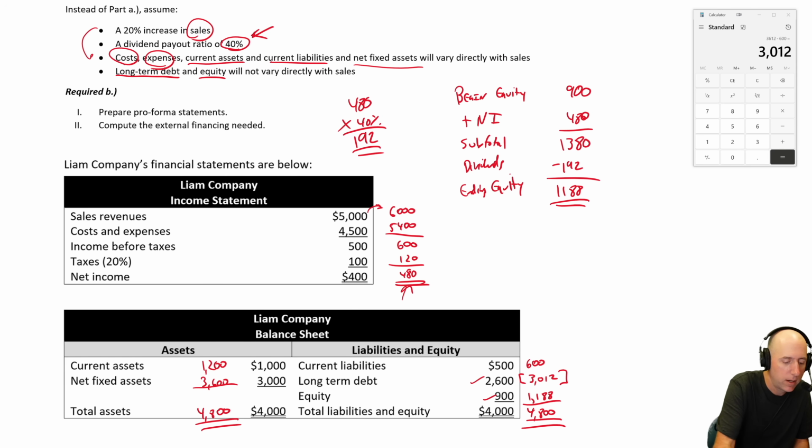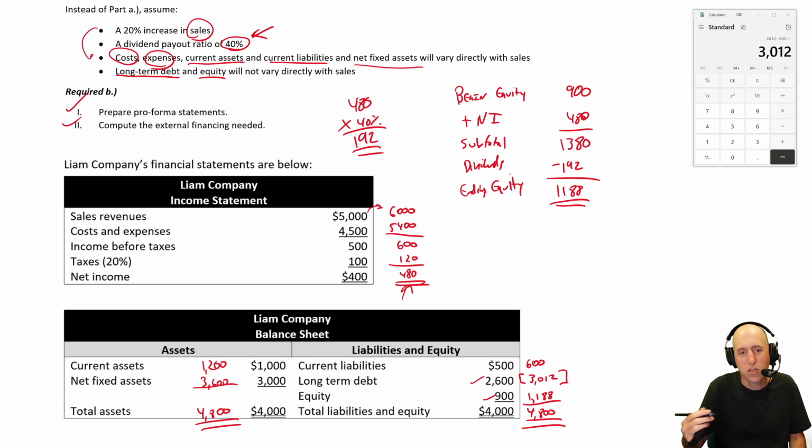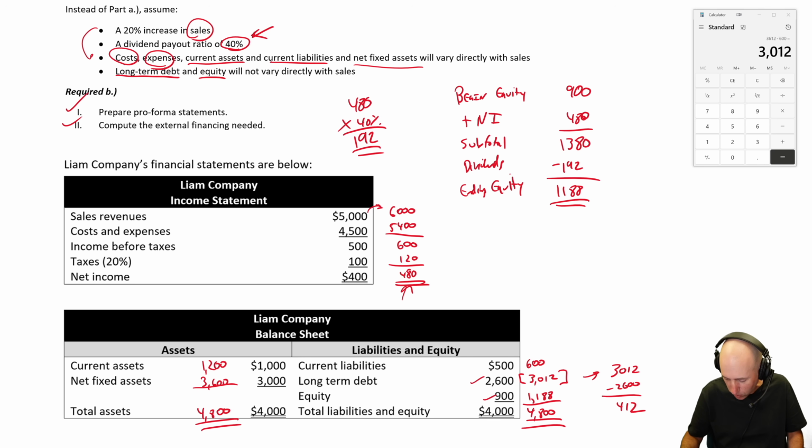So prepare pro forma statements, done. Compute external financing needed. That's just saying, how much new debt do we need? Well, we had 2,600, we're going to need 3,012, so 3,012 minus 2,600, we're going to need $412 of new debt. The external financing needed, the new debt needed, is 412, just the additional borrowing.